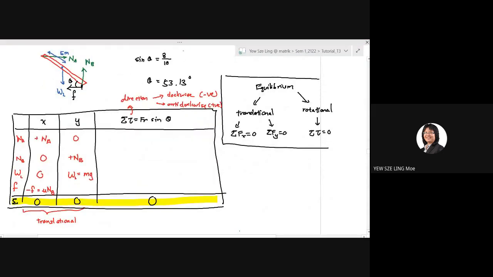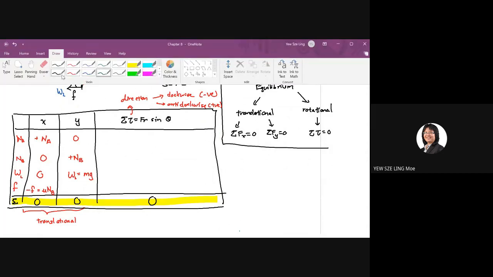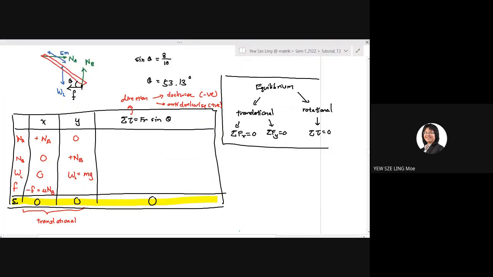Okay, so for this question, I'm going to choose point A as my rotation axis. When it comes to equilibrium and the question doesn't tell you where the pivot point is, it is up to you to choose it. You can choose point A, you can choose point B, either point. For me, I choose point A.